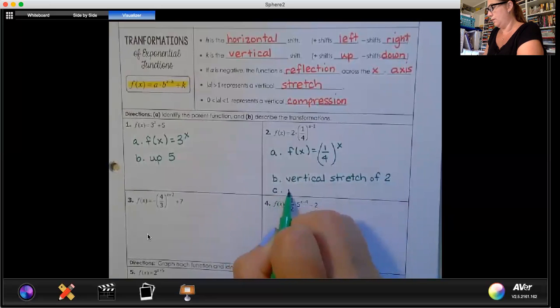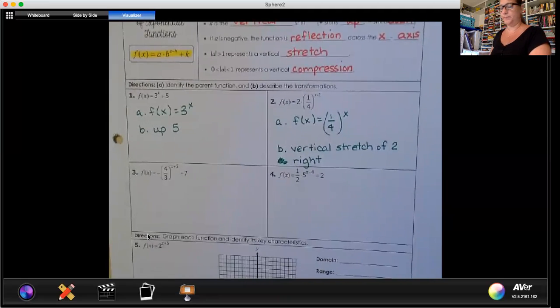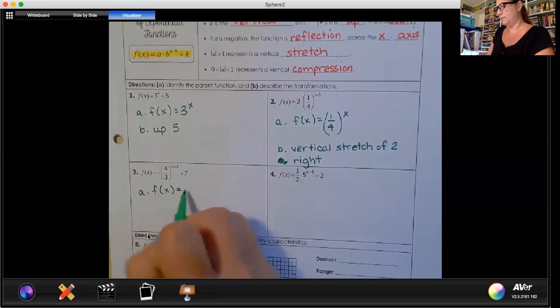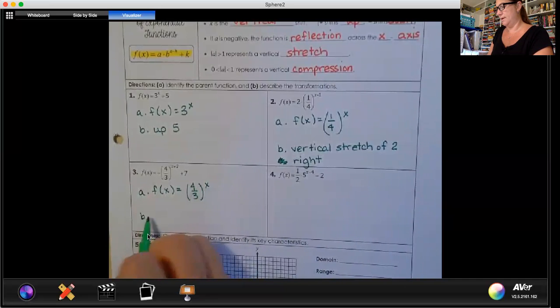And we are going right 1. And that doesn't need a C. It's just a continuation of part B. Number 3, f of x equals 4/3 to the x power. Transformation: you have a reflection over the x-axis.